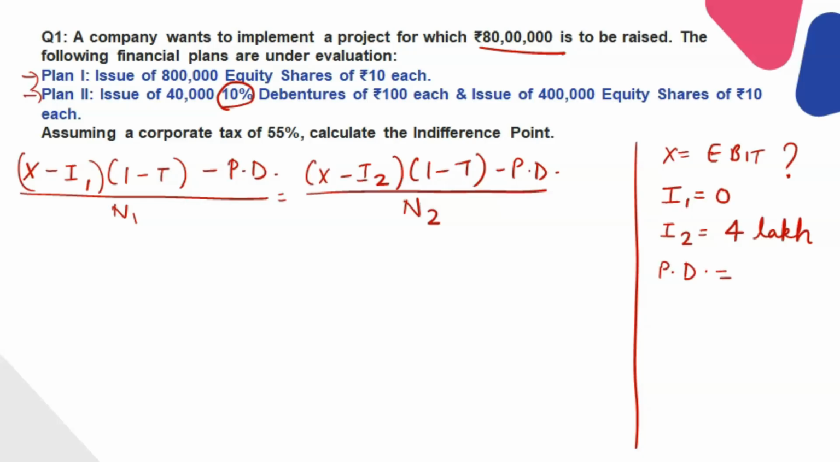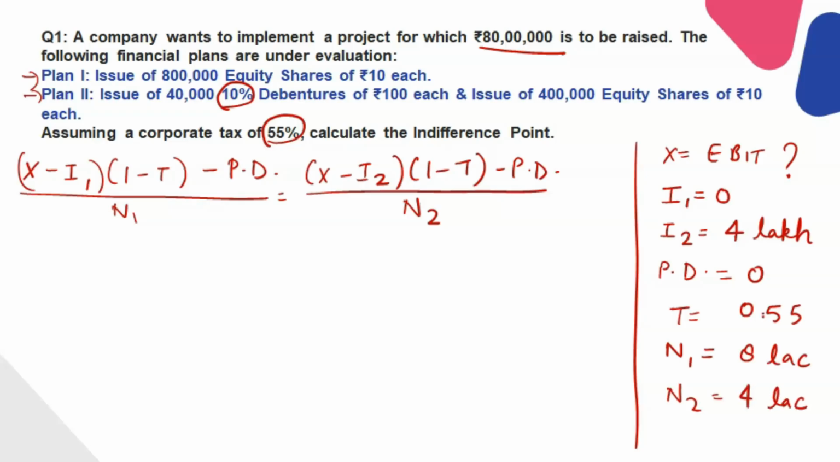Preference shares are nowhere, so preferential dividend will be 0 only. Then T is given. Tax rate is 55%, so we can take 0.55. And number of equity shares, N1: in the first plan, number of equity shares are 8 lakh, and in the second plan, number of equity shares are 4 lakh. So all this we have to just put in the equation and you will get EBIT.